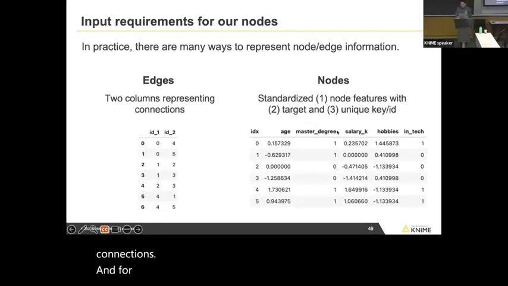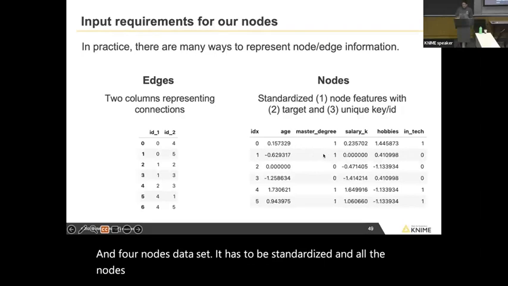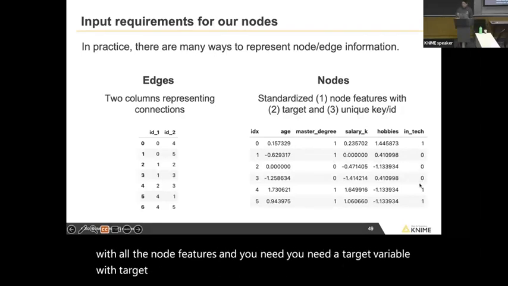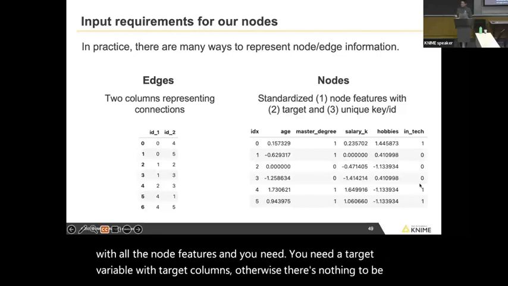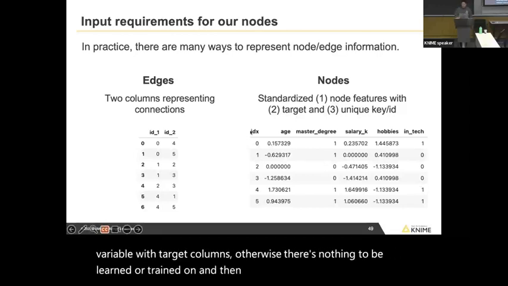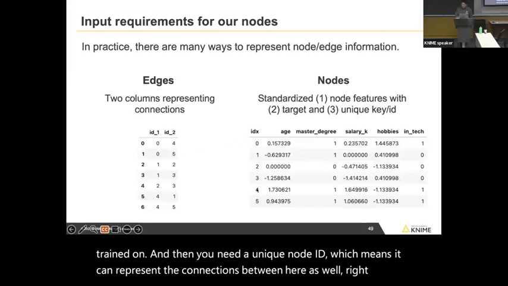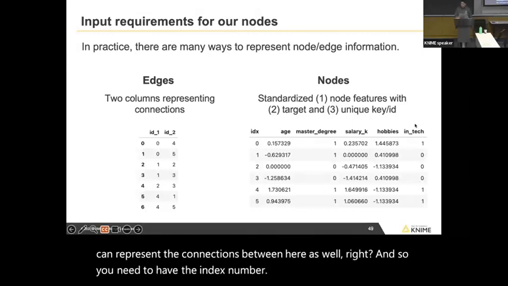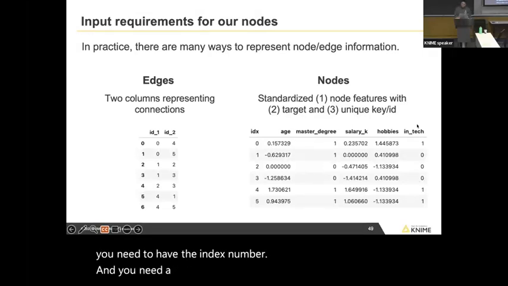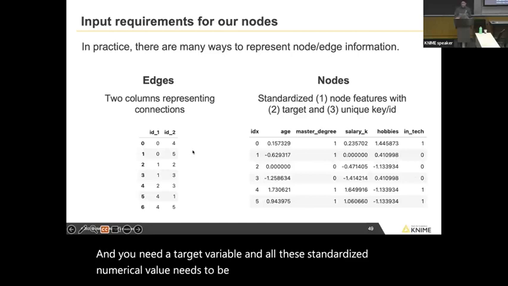And for the nodes data set, it has to be standardized, with all the node features. And you need a target variable, a target column, otherwise there's nothing to be learned or trained on. And then you need a unique node ID, which can represent the connections between nodes as well, right? So you need to have an index number, and you need a target variable, and all the numerical values need to be standardized. Yeah, so that's the requirements.